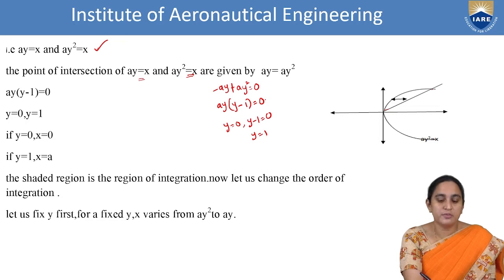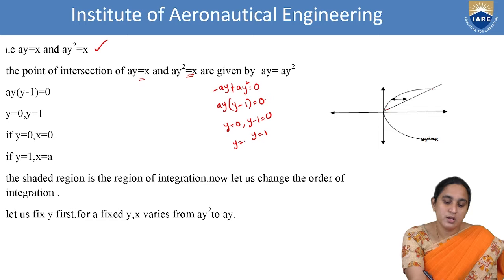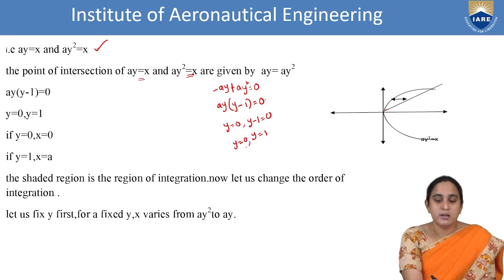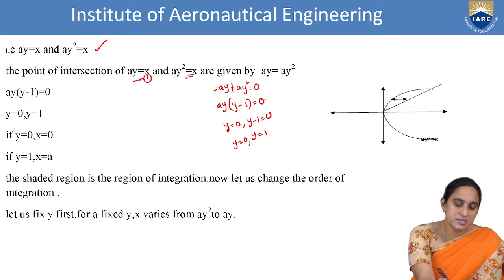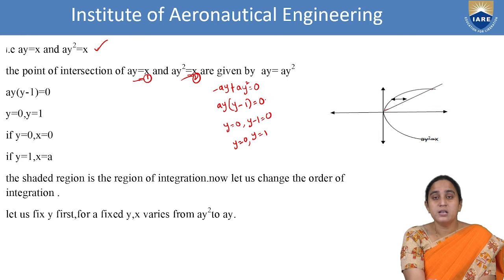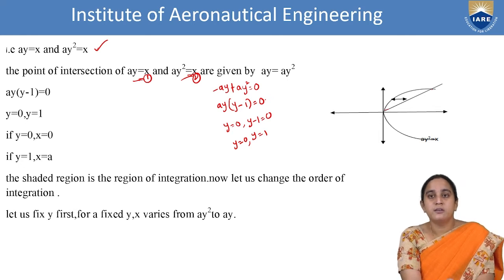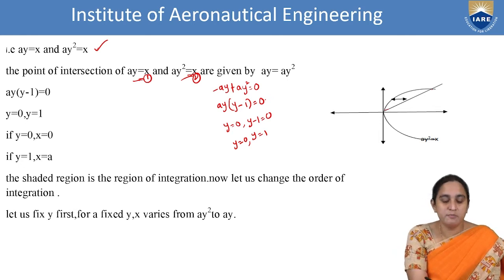Here, from the two equations, we got y = 0 and y = 1. Now substitute y = 0 in any equation. Simply take this as the first equation and this as the second equation. Substitute in any equation; if y = 0, we get the x limit point.